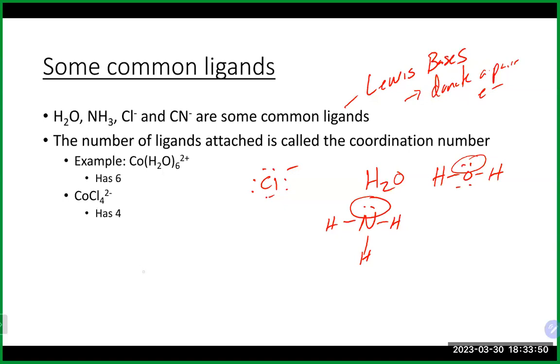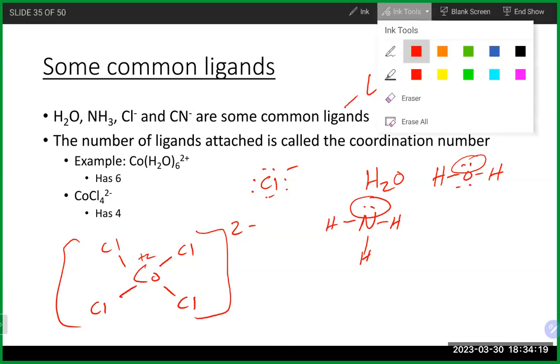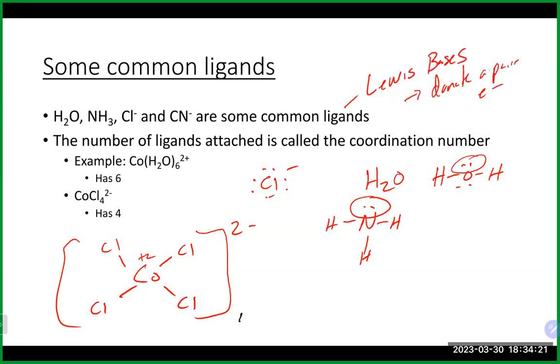So for example, our cobalt that we were looking at before basically has 4 of these chlorides directly attached to it. The overall charge here is -2 because the cobalt is +2, right? And each of these chlorides technically is -1, and that's how we get to our -2 overall charge for that ion. Now, in terms of the coordination number, the coordination number for this one would be 4, because there are 1, 2, 3, and 4 atoms directly attached to it.